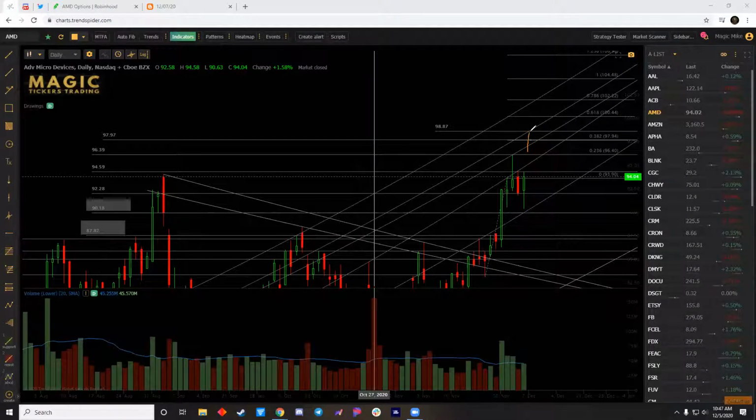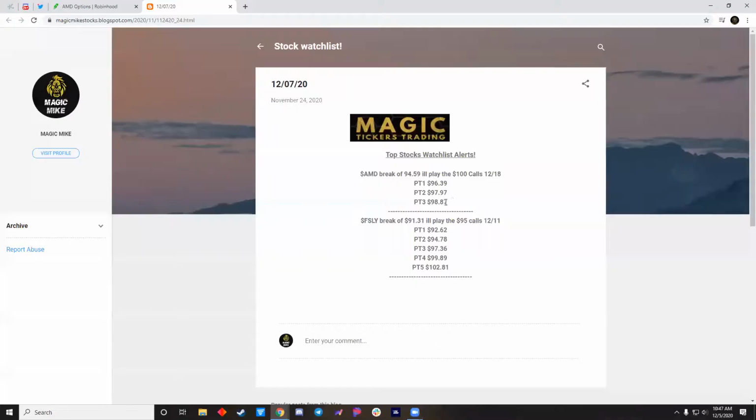So if we get up to this point right here, 98.87, that is another area of resistance I'm going to respect as well. So when I throw these price targets out, guys, think of it as an exit. Okay. You're shooting for that price target for a risk reward ratio of, okay, I enter at 94.59. I'm shooting for 96.39. If I get to 96.39 and it falls back, then that's the end of the play.